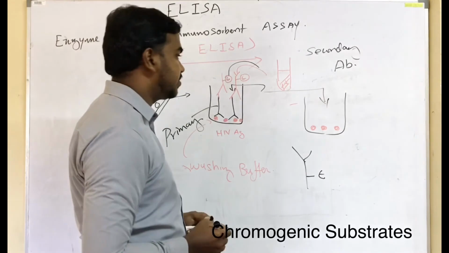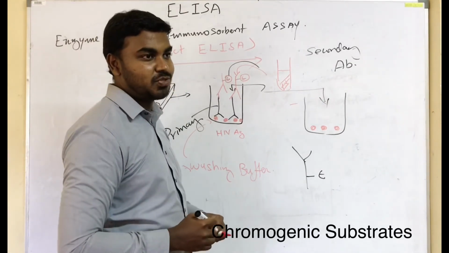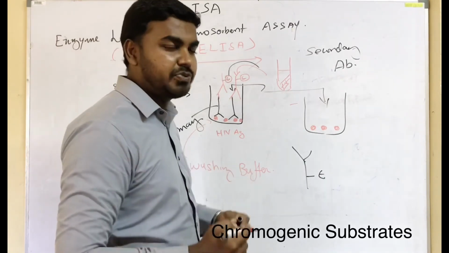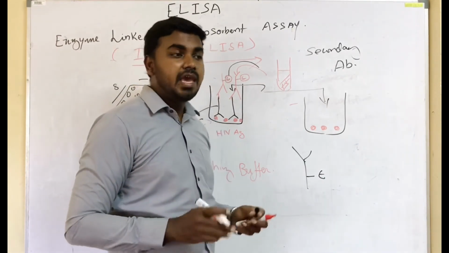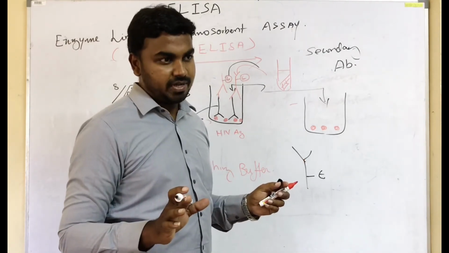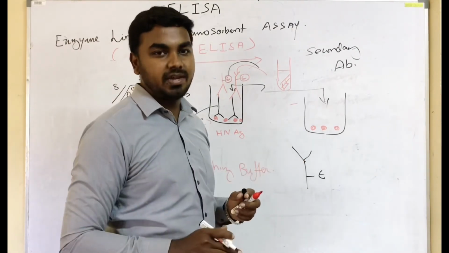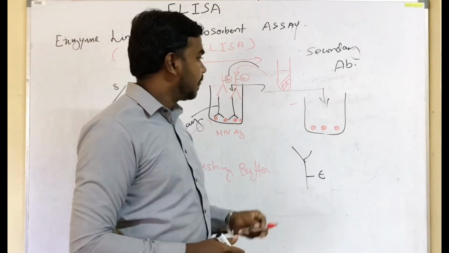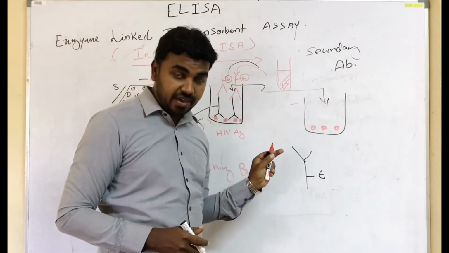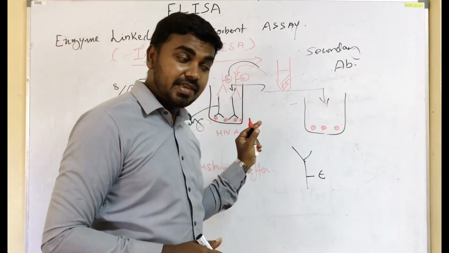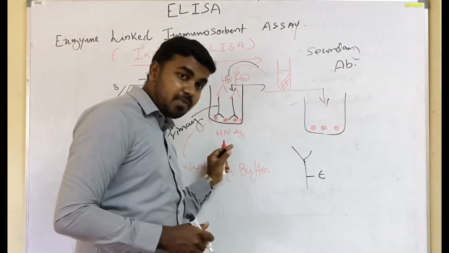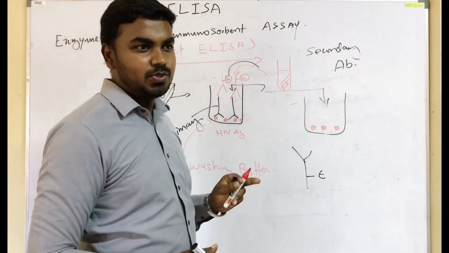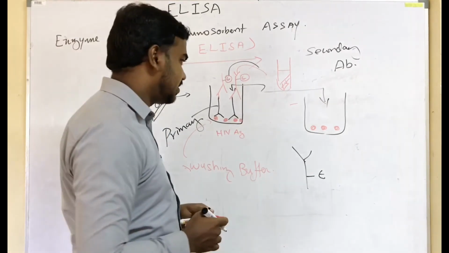Chromogenic substrates. Once I add the chromogenic substrates, what will happen? The enzyme starts reacting with this substrate. The end product will be a colored product. Easily you can see through your naked eye. Any blue color, any yellow color, you can see that. So according to that, we can quantify and we can say how much of antibody or antigen is present in this well. So this is an easy detecting method.